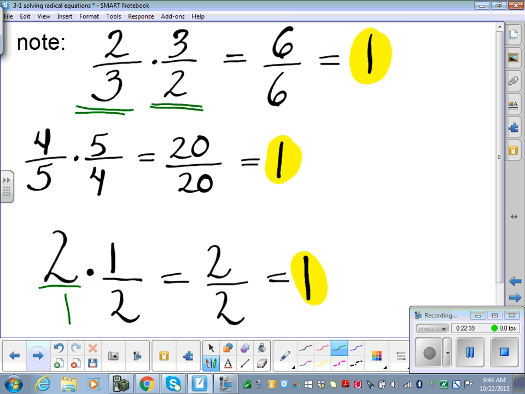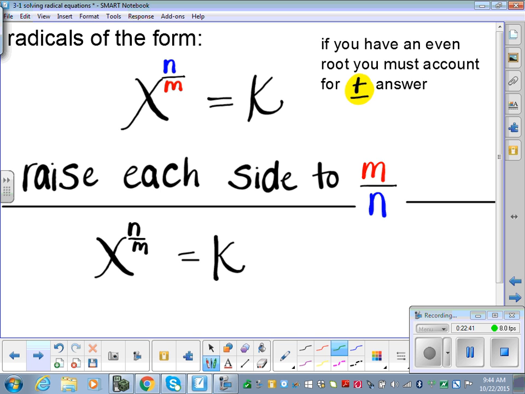Okay. All right, so then here is the rule. If we have radicals of this form, x is raised to the n/m. So we're seeing radicals as rational exponents, but we know they're equal. Let's say we're trying to solve for x raised to the n/m is equal to something k. Now to undo n/m, you'll raise each side to the m/n power.